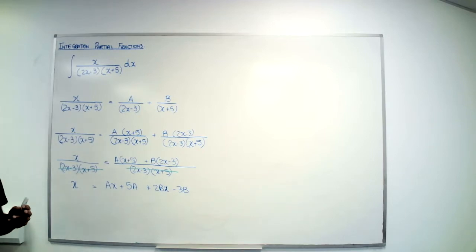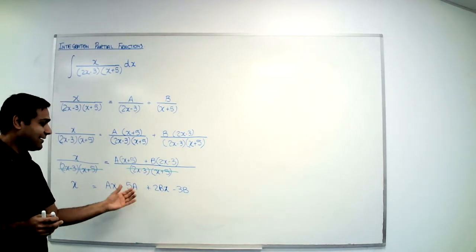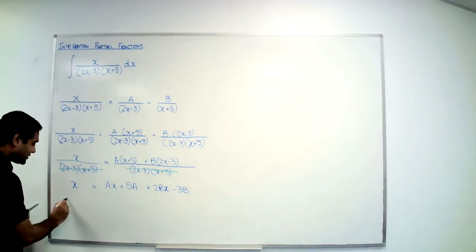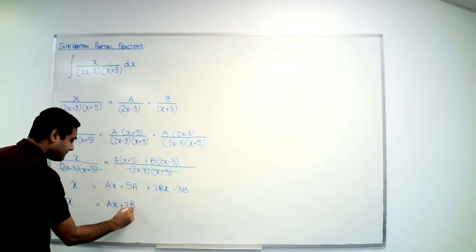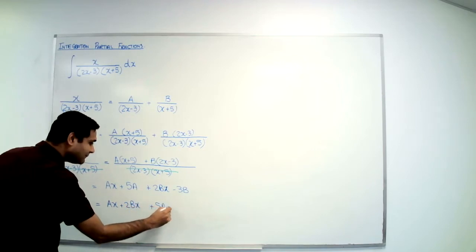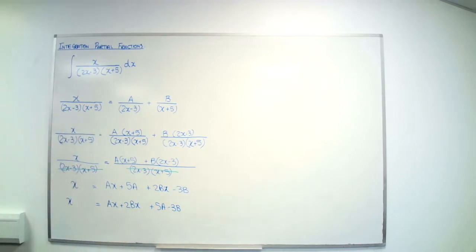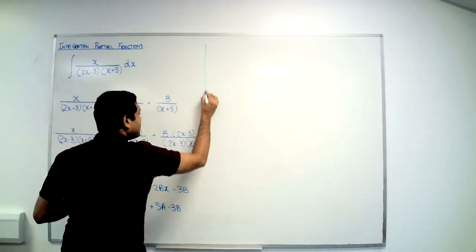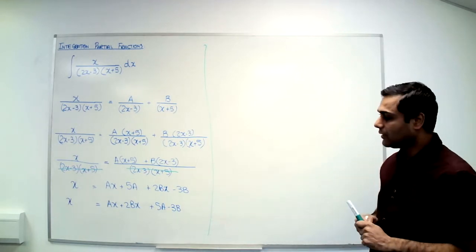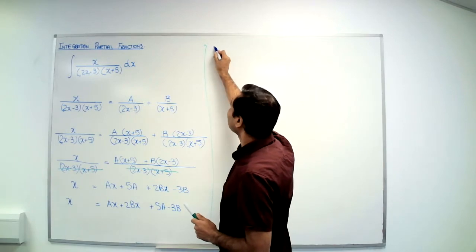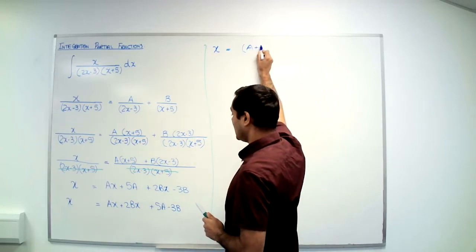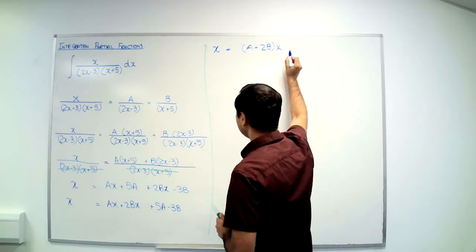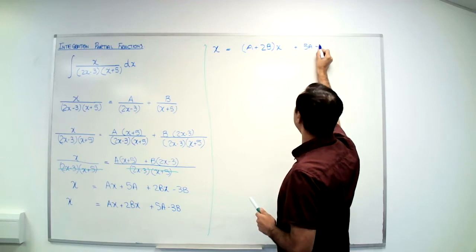To do that, we need to group things together. If something has an x, we put them together. Something doesn't have an x, we put them together. So let's say this x on its own equals Ax plus 2Bx plus 5A minus 3B. Okay, we got that bit. Now, let me rewrite that one. x is here. If I take the x common from these two, what I got? I got A plus 2B and x outside. Plus 5A minus 3B.